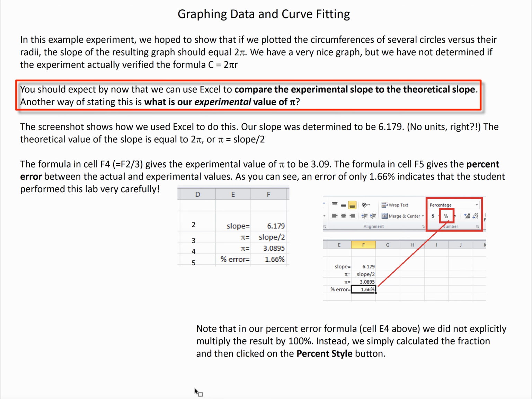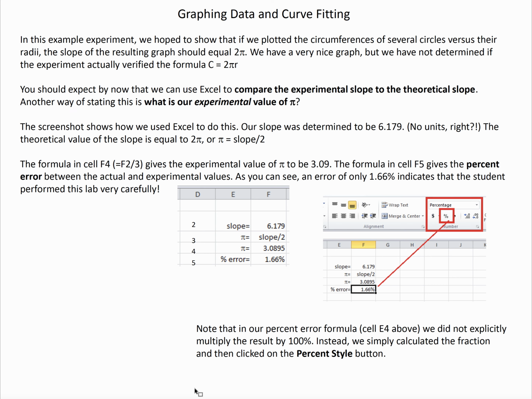You should expect by now that we can use Excel to compare the experimental slope to the theoretical slope. Another way of stating this is, what is our experimental value of pi? The screenshot shows us how to use Excel to do this. Our slope was determined to be 6.179. No units, right? The theoretical value of the slope is equal to 2 pi, or moving our terms around, pi is equal to the slope divided by 2.